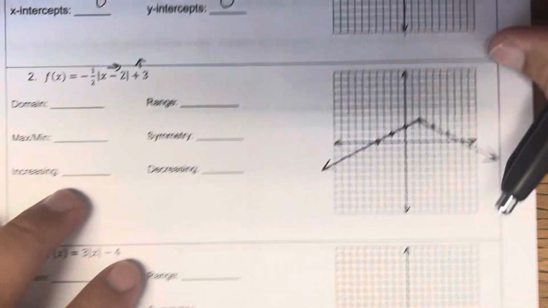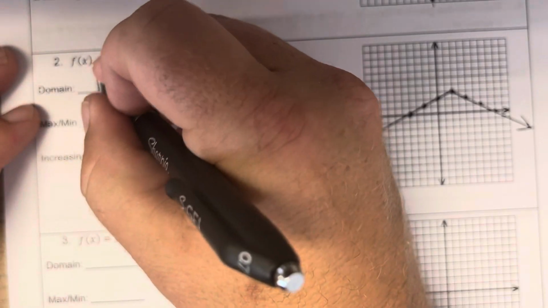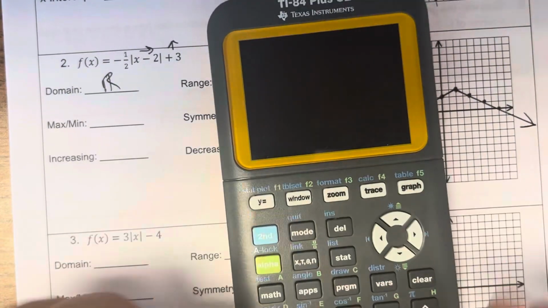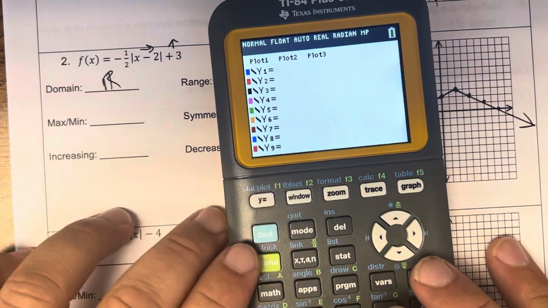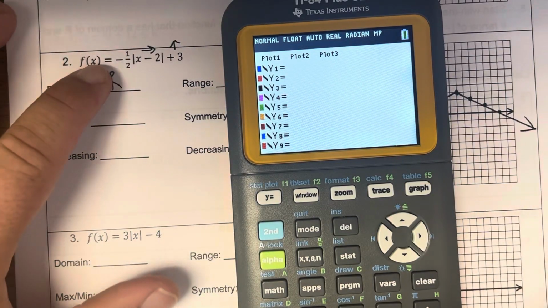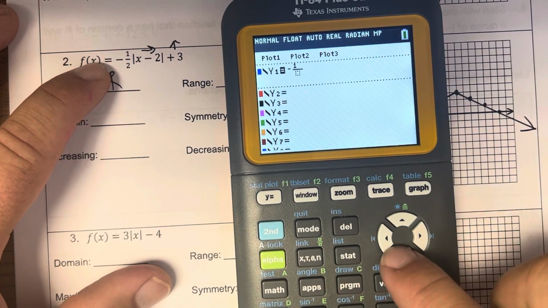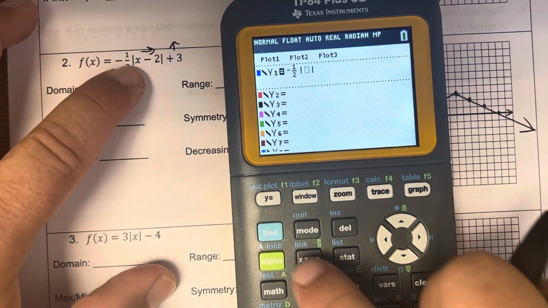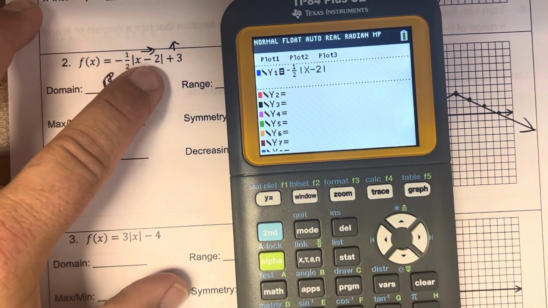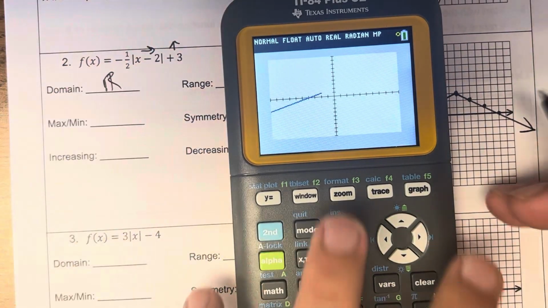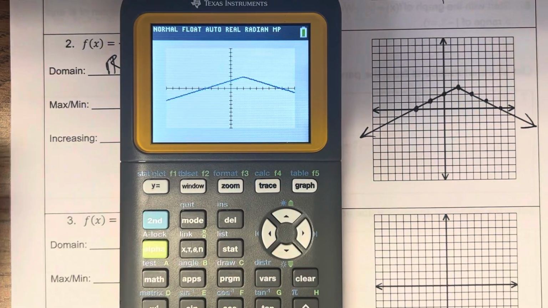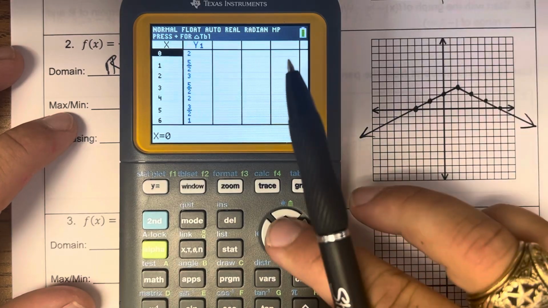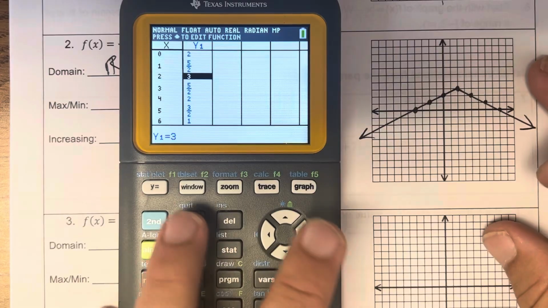And there's the v. Again, domain's going to be all real numbers. And if you wanted to check your graph in the calculator, just go through this process as well. Inside of our y equals, I'm going to put negative 1/2. I'm going to go math to the right to absolute value, x minus 2, and then plus 3. And we can click graph. It should look like my graph, which it does. I could also go into the table and check some points. So I had 2, 3, which this has 2, 3, and so we're good.